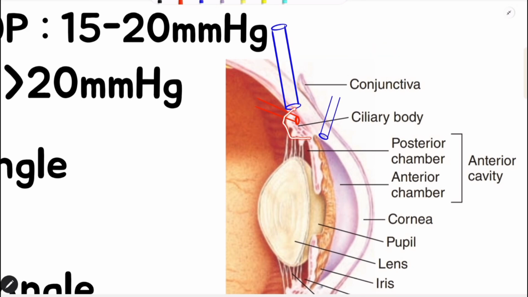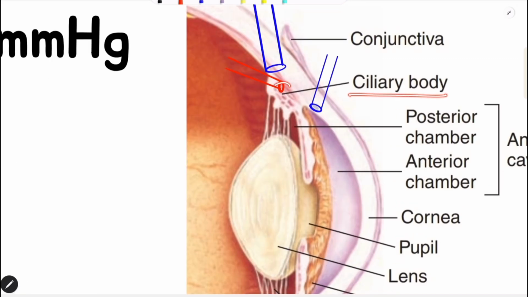This part here is called the ciliary body, and this ciliary body has some capillaries. This ciliary body filters the blood and produces aqueous humor. So the aqueous humor is secreted and comes to the anterior chamber of the eye through this pupil. And it provides nutrition to the avascular cornea. And after it has done its job, it passes through the iridocorneal angle and enters into the canal of Schlemm.